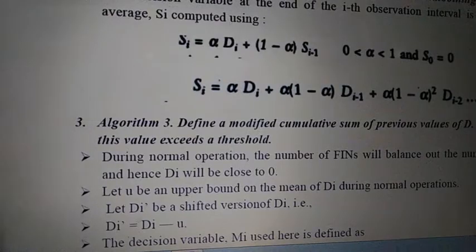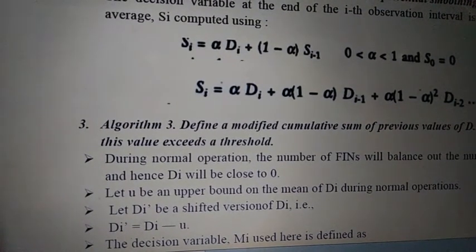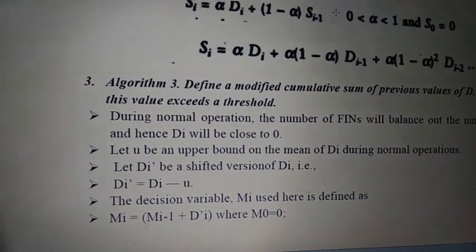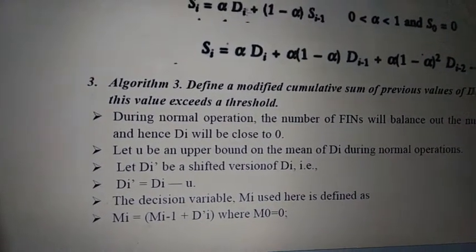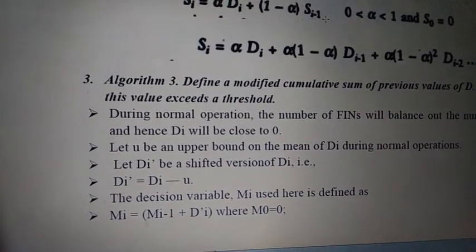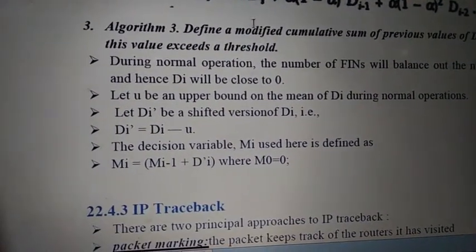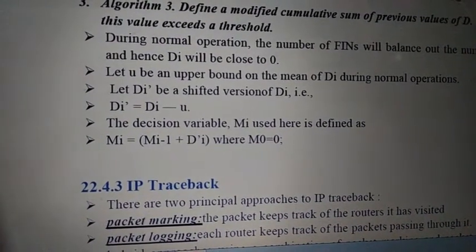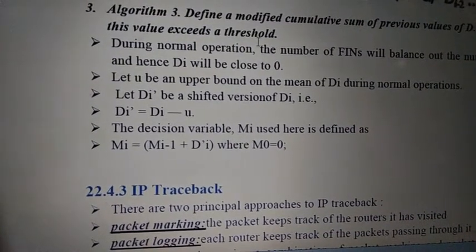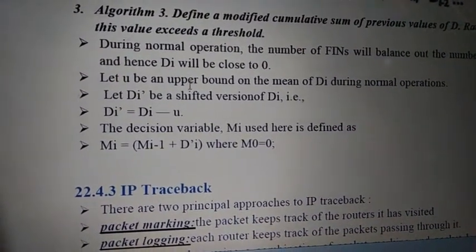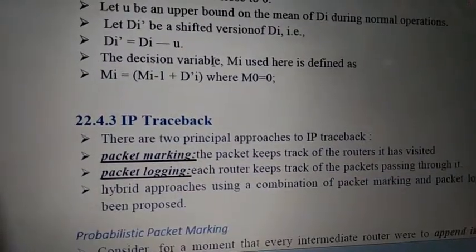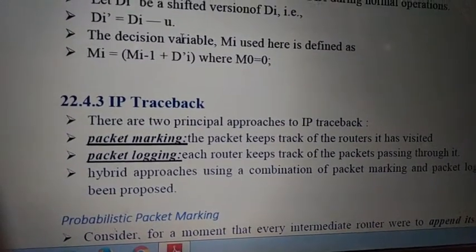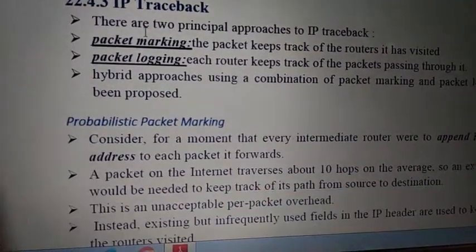Similarly, the other algorithm is to raise an alert if the smoothed average of the previous values of D exceeds the threshold. That is by checking this formula: S_i = alpha D_i + (1 - alpha) S_(i-1). And algorithm 3 is to define a modified cumulative sum of previous values of D, and raise an alert if this value exceeds the threshold. So by checking different conditions against the threshold, we raise an alert that indicates we are detecting the DDoS attack.